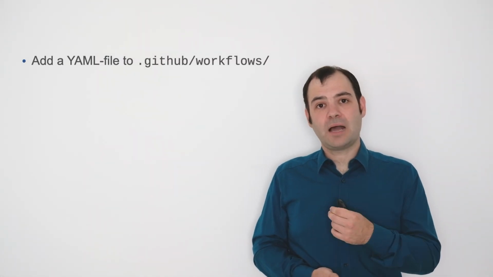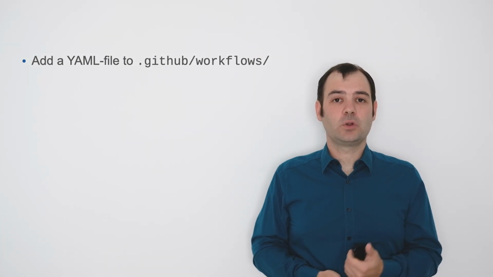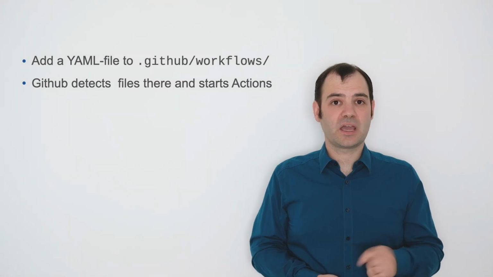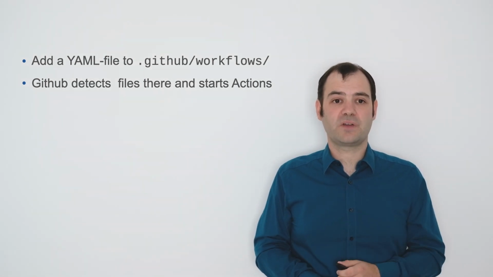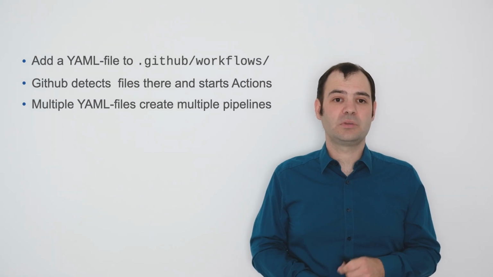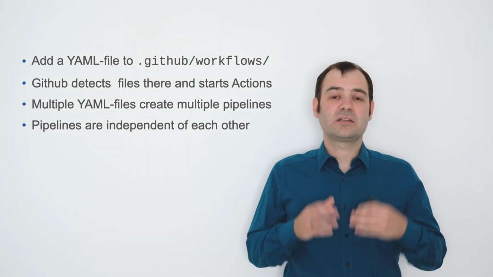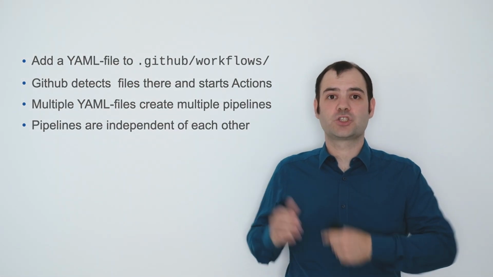After giving you the general introduction and the general approach on how to do continuous integration, I want to start with GitHub Actions as the first specific way of doing continuous integration. As already said, you add a YAML file to a specific folder, and this folder is .github/workflows. And GitHub will detect that the YAML file is present there and therefore start a pipeline from this file. You can have multiple YAML files in there, and they can have arbitrary names. And GitHub will start a separate independent pipeline for each of those files.